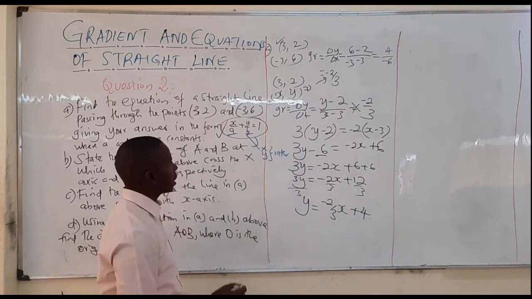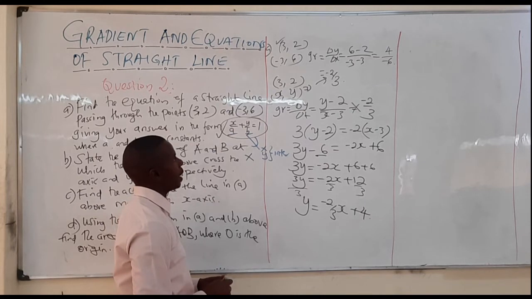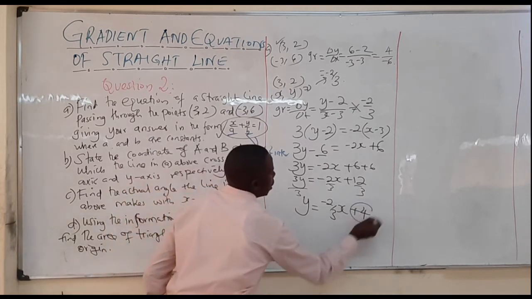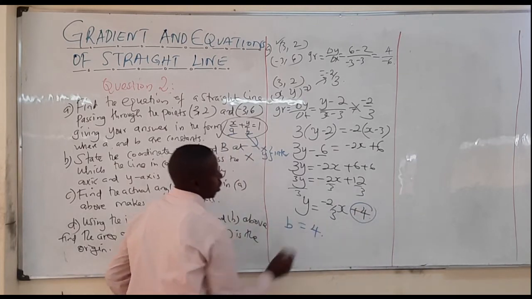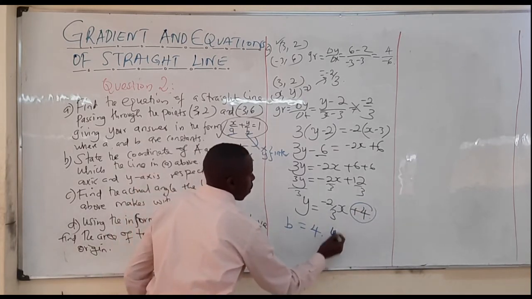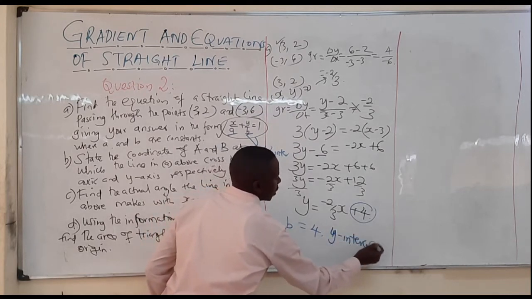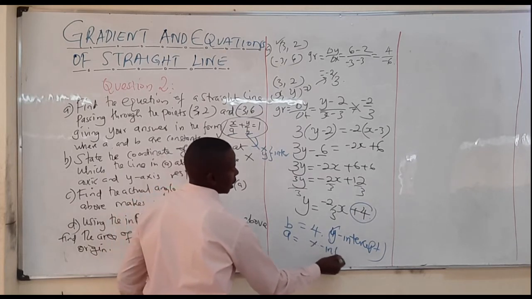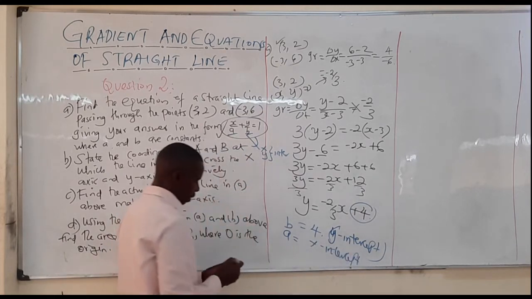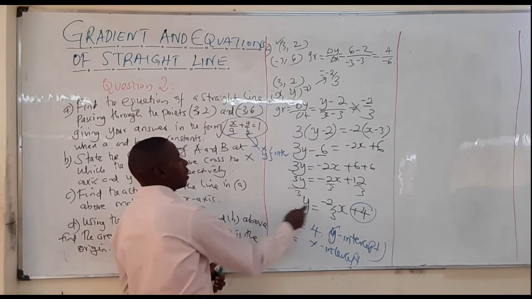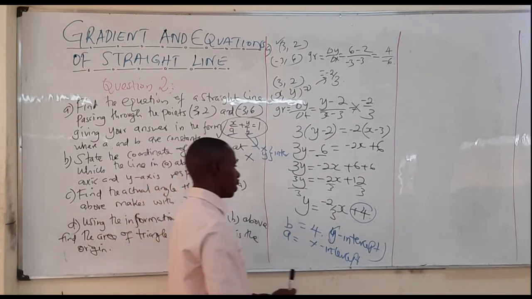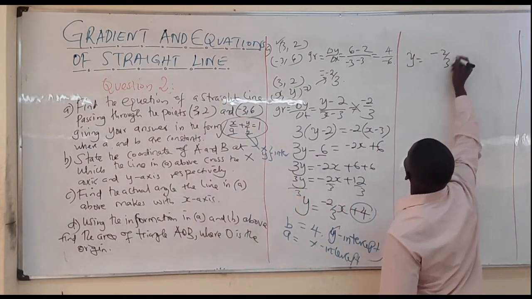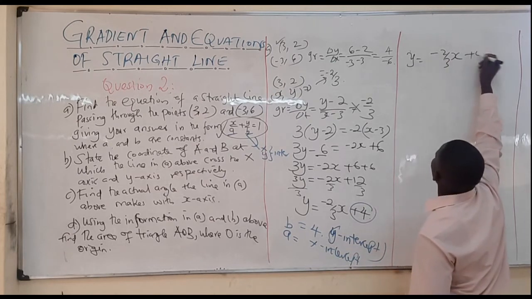The a is the x-intercept, and b is the y-intercept. So the value of b, we have it, is equal to 4, the y-intercept. We need to get the value of a, which is the x-intercept. To get the value of a, using the equation in the form y equals mx plus c, we write it here: y equals minus 2 over 3x plus 4.